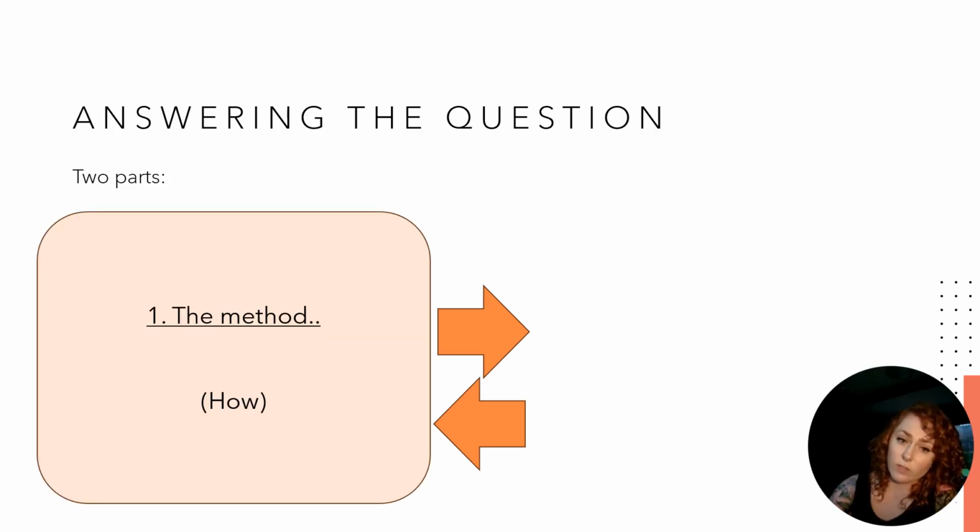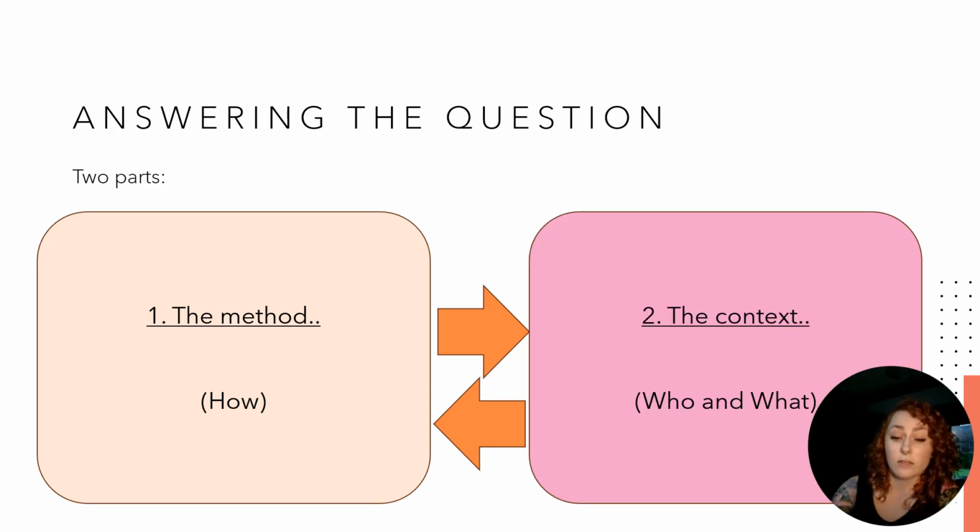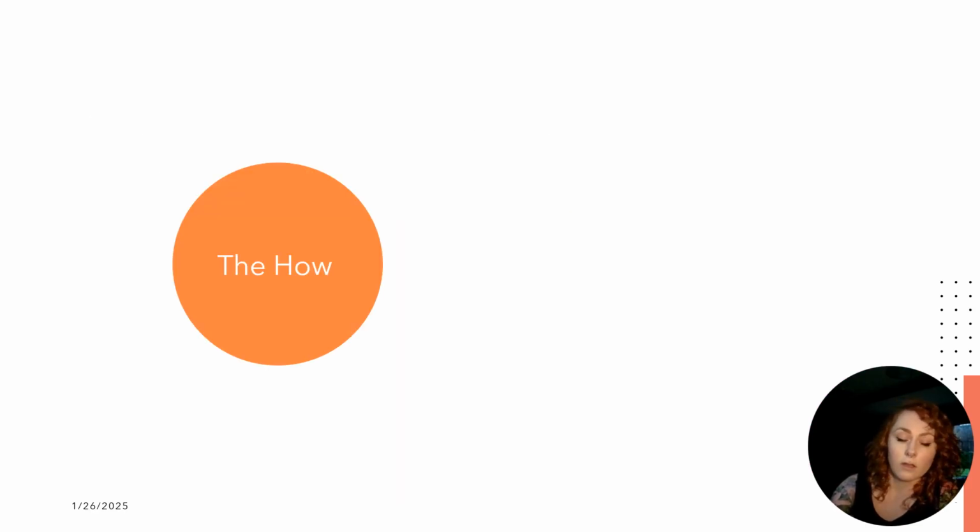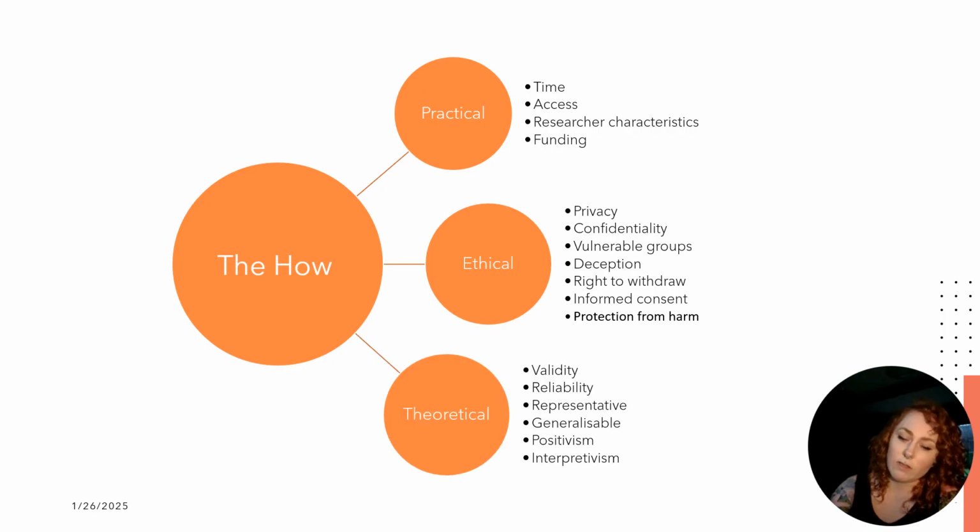There are two parts to answering this question. You've got your method, where again you'll use your research methods knowledge. And you've also got the context, so we're talking about who we are researching and what topic we are researching. The how will have its own issues. So we're thinking about the research method that the item suggests the researcher is using. You've got your practical, ethical and theoretical issues. You are welcome to pause this and jot down any of these if you feel the need to.